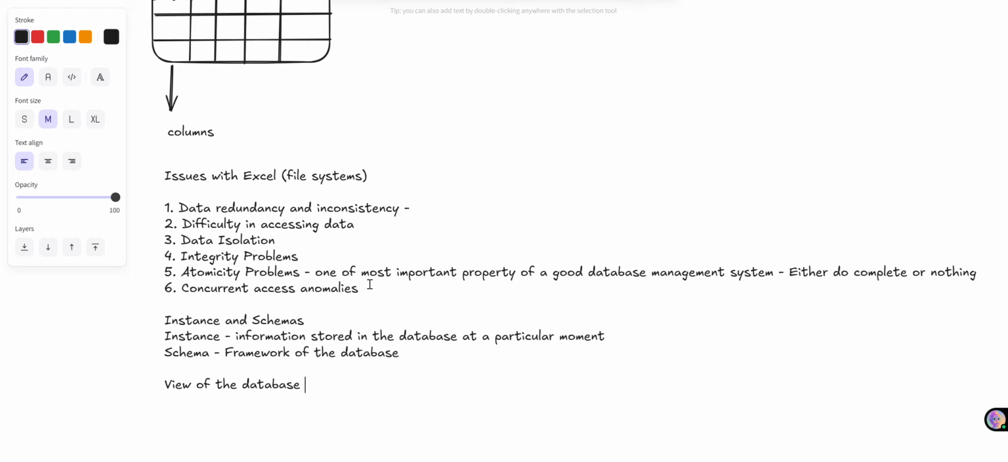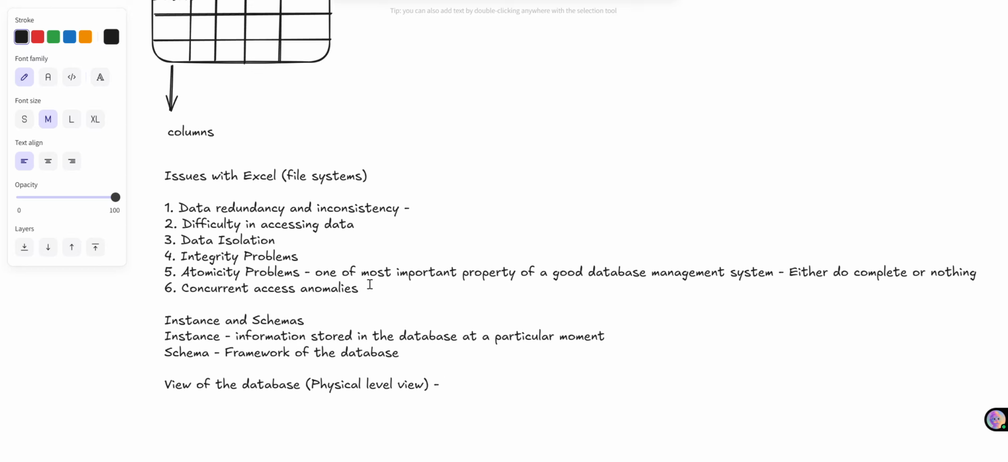Okay, this is the physical level view. First of all, I must tell you the physical level view. Not the software view, not the database view, but a physical view.